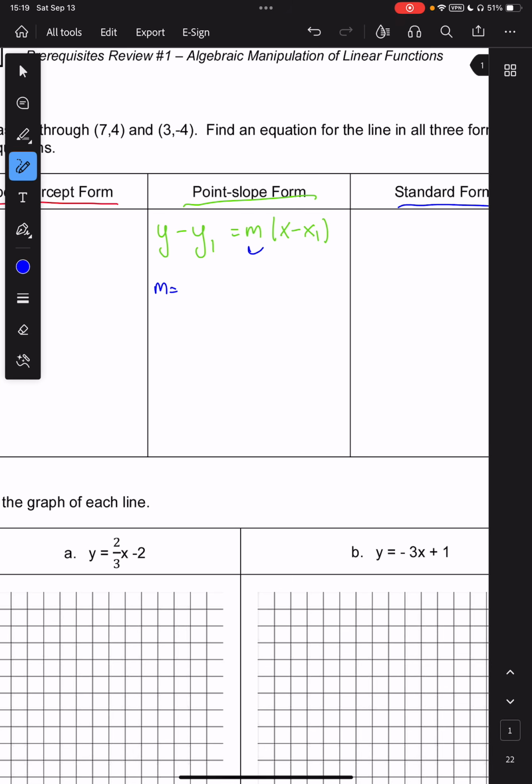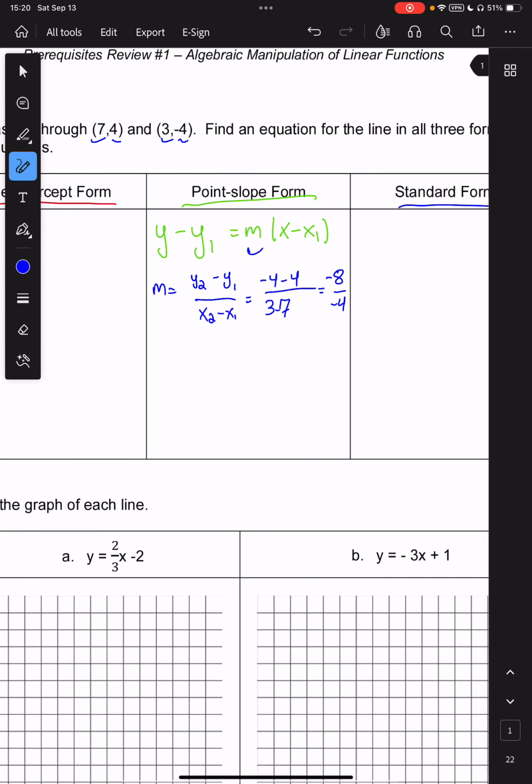And remember, to find our slope, it's our y values, so y2 minus y1, over our x values, x2 minus x1. So our y2 is negative 4, and our y1 is positive 4, over our x2, which is 3, and our x1, which is 7. So we get negative 4 minus 4, which is negative 8, all over 3 minus 7, or negative 4. Negative 8 divided by negative 4, well, a negative over a negative is just positive, and 8 divided by 4 is 2. So we get positive 2 as our slope.